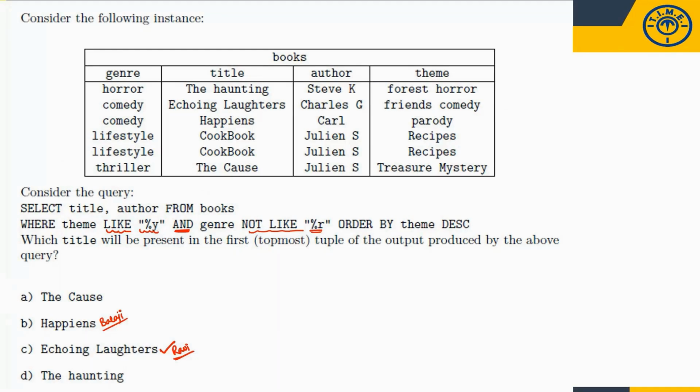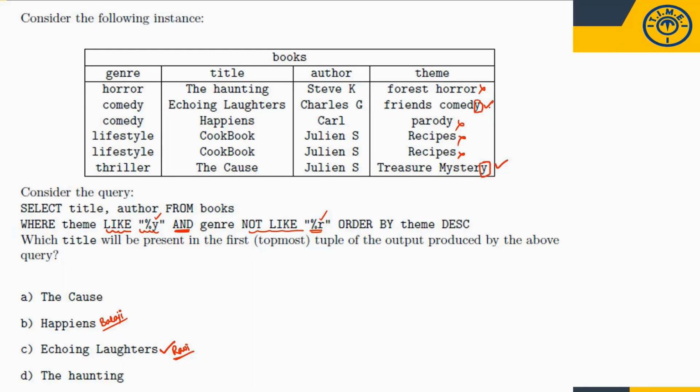So the pattern has two conditions, and both conditions must be true. The theme should end with y, but the genre should not end with r, because '%r' means ends with r. Okay, the theme should end with y. Where is the theme? Okay, theme is ending with y. These two records, because for the AND condition, all remaining tuples have the first condition false, and anything AND false is false. So the second and last tuple are going to be selected according to the first condition.